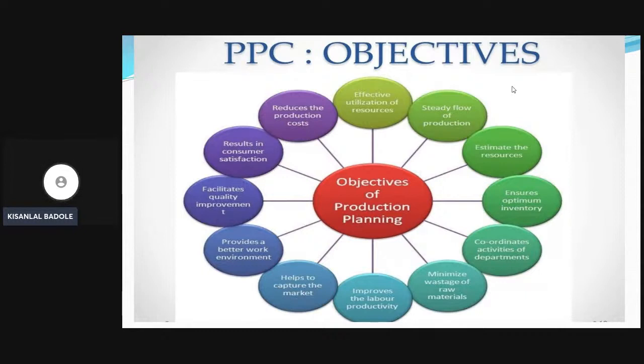Therefore some industries arrange different trainings for their workers, to improve labor productivity. Improving labor productivity helps to capture the market. Another objective is to provide a better work environment, where a particular operation takes place on a particular machine. That time, what happens, friends, is your environment conditions matter.